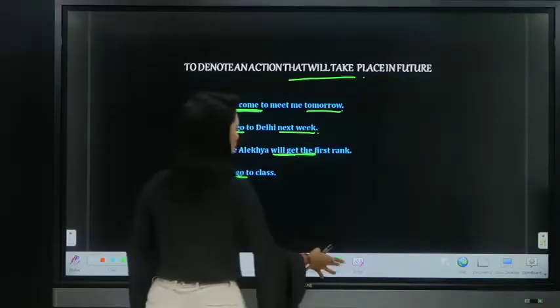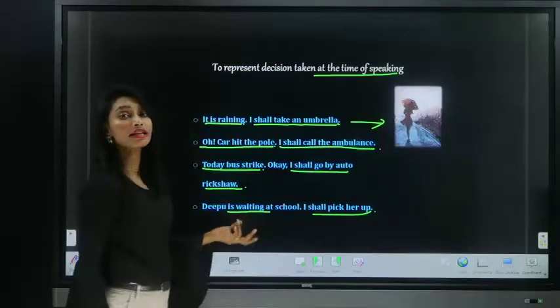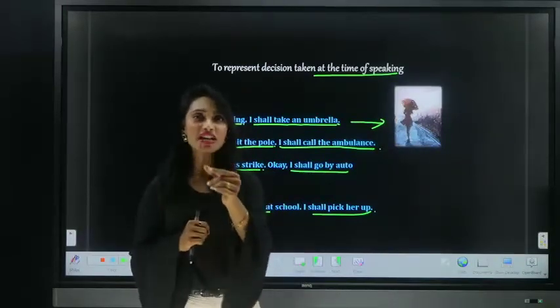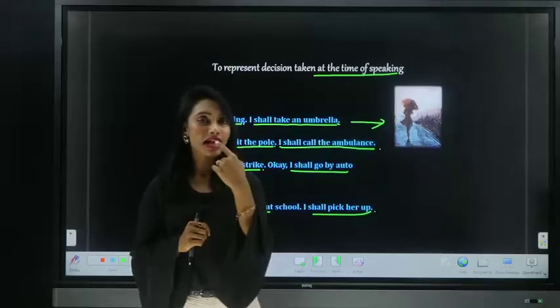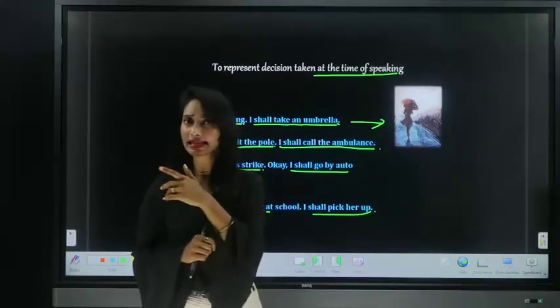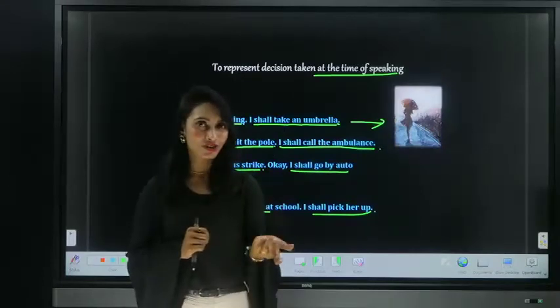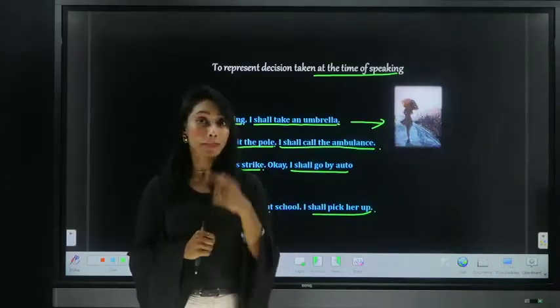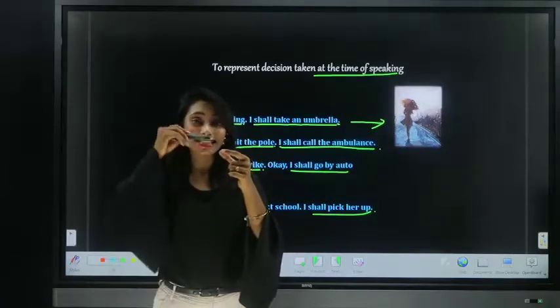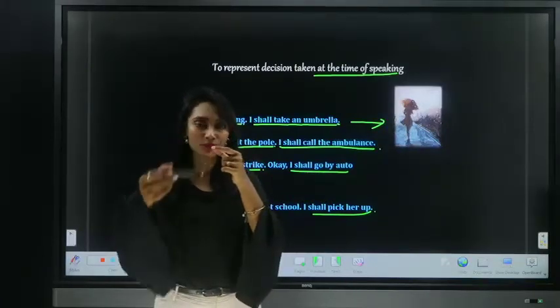Now let's move on to the third one. The third one is something different. That is the decision taken at the time of speaking. At the time of speaking, in the sense, it should be in present continuous, as we discussed yesterday. But I'm not talking about present continuous, I'm talking about the decision taken at the time of speaking.